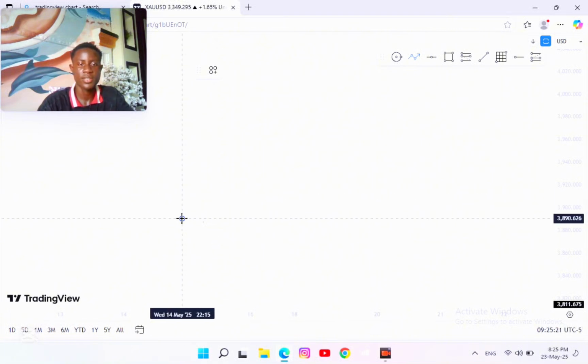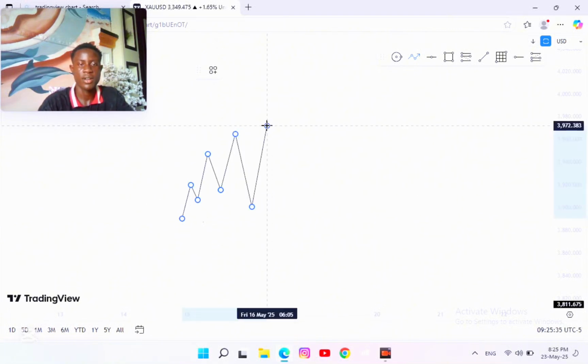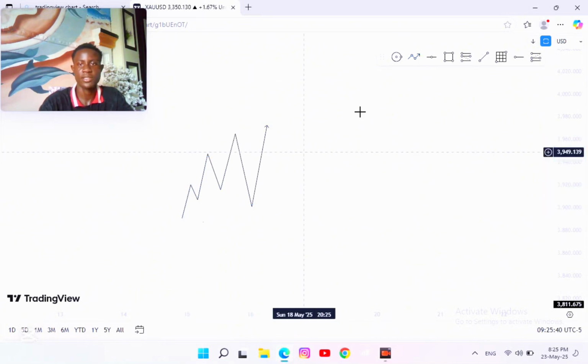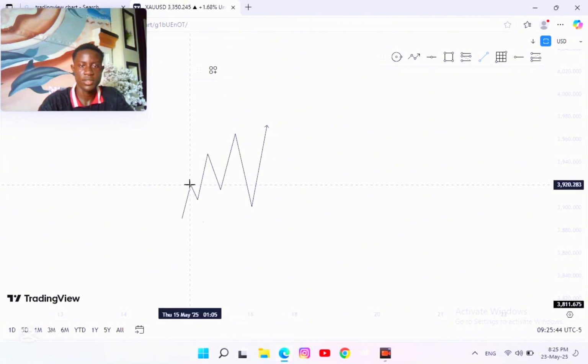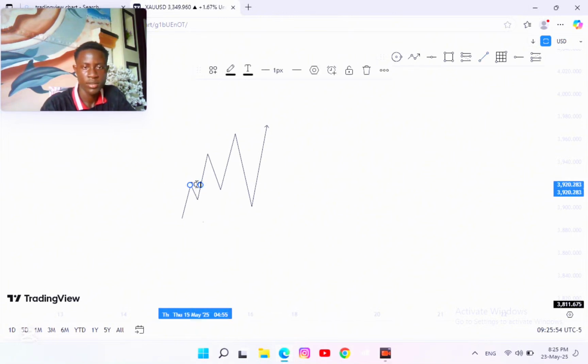So this is simply my setup and this is simply how I take my trade. Let me indicate everything. This is going to be the break of structure. Let me indicate this as the BOS. This is going to be the break of structure.